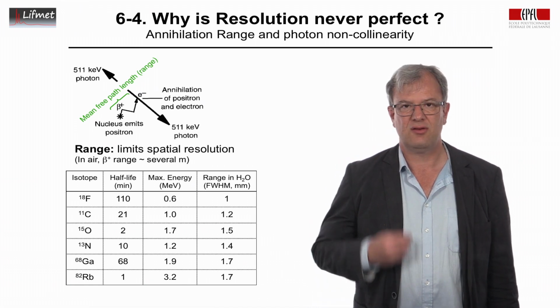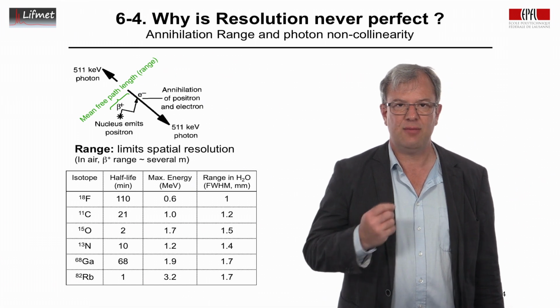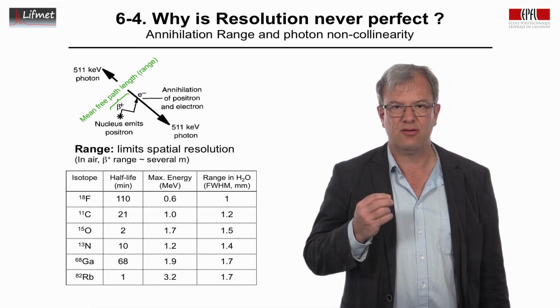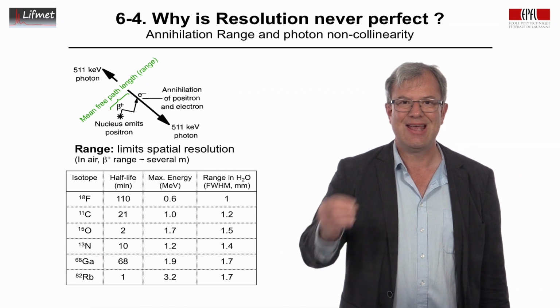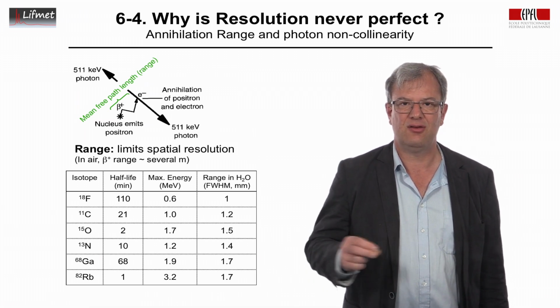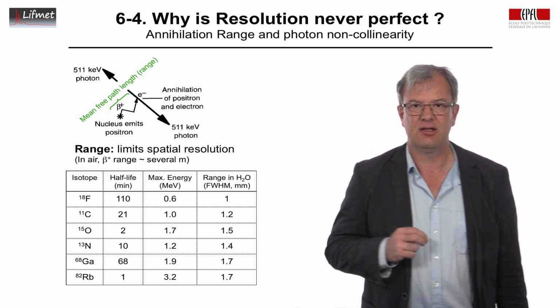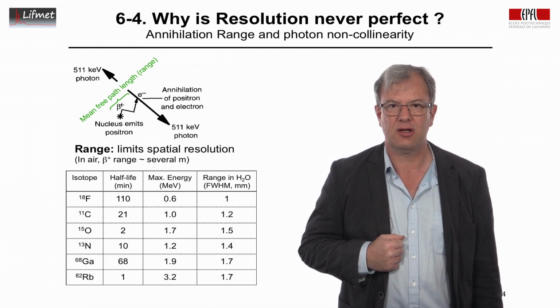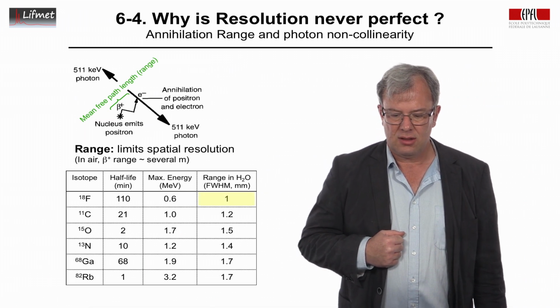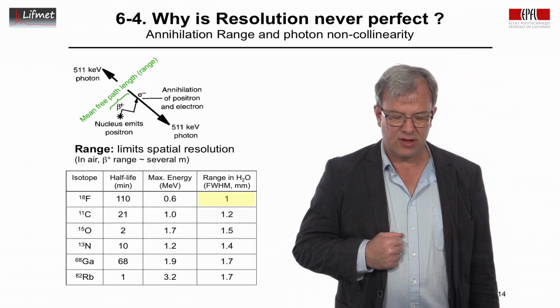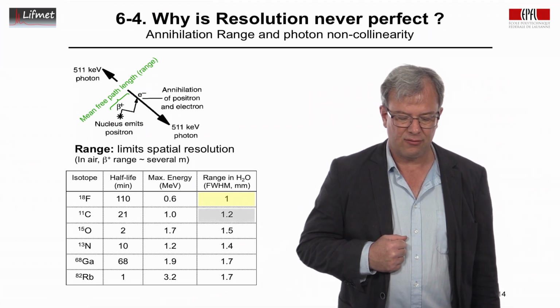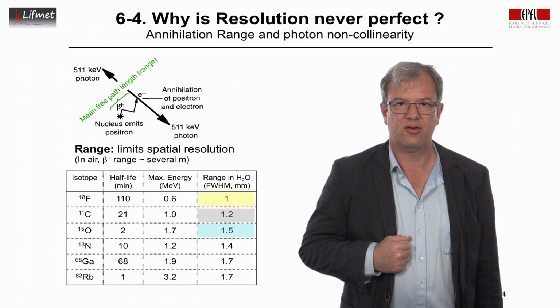This basically means that even if we're able to determine precisely the location of a positron and electron annihilation, this does, by 1 millimeter distance roughly, not represent the location of the parent nucleus. So here are the most frequently used isotopes: fluorine-18, C11, and oxygen-15.